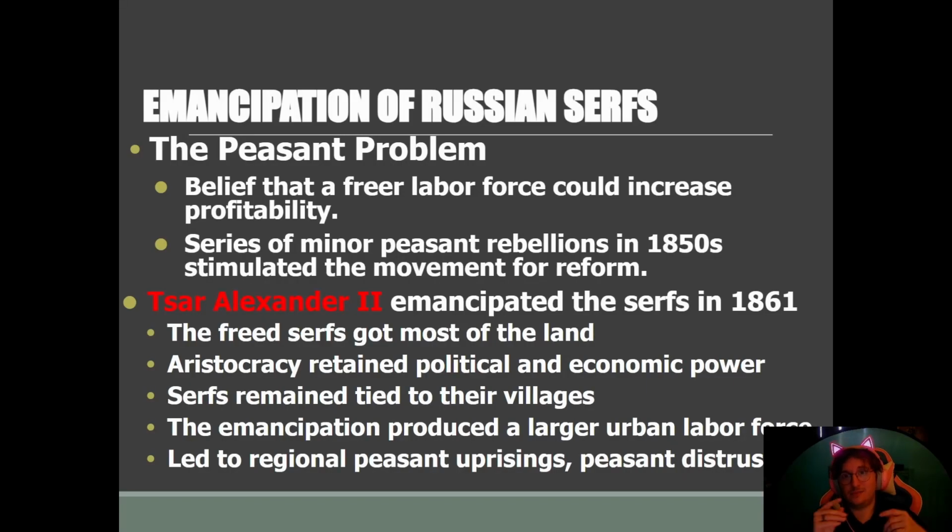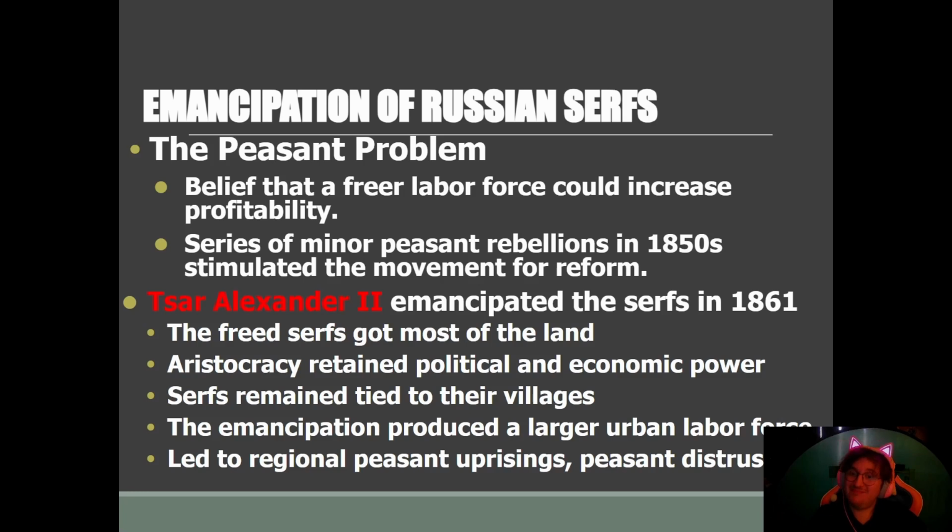Now, we have a peasant problem. There is a belief that a freer labor force could increase profitability. And a series of minor peasant rebellions in the 1850s stimulated this movement for reform. Well, Tsar Alexander II emancipates the serfs in 1861. And freed serfs got most of the land, while the aristocracy, or the higher class, retained political and economic power. The issue is that most of these serfs remain tied to the villages they were already in.